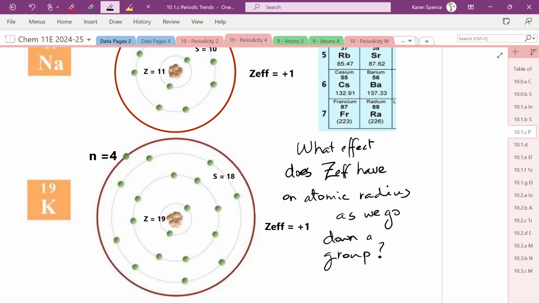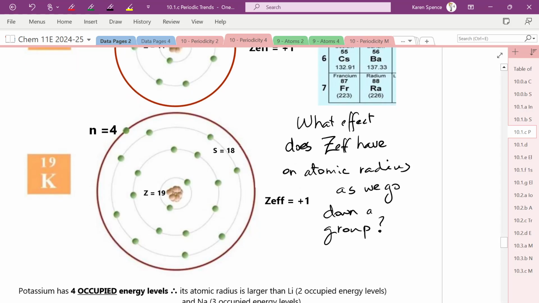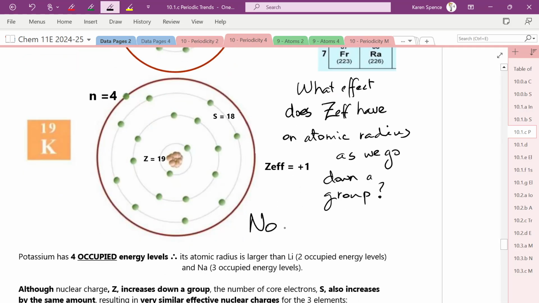Anyone? Yes. Yeah, absolutely. It stays the same, so it has no effect, right? Okie dokie?